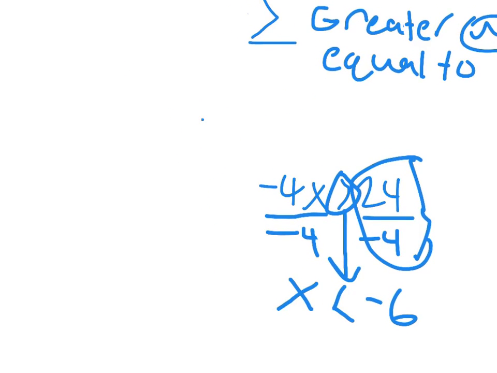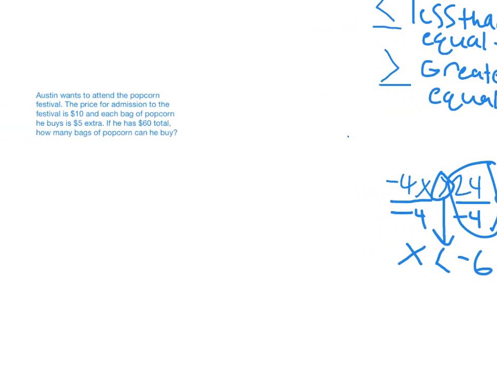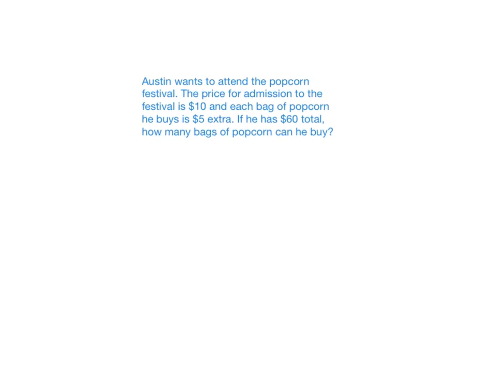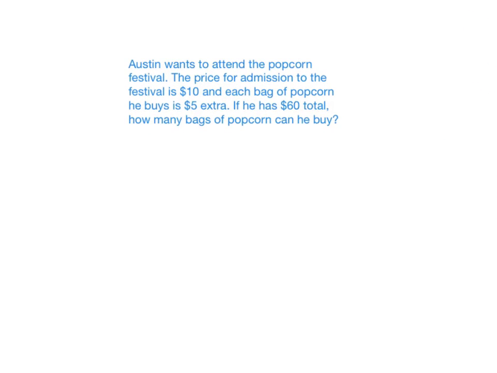And then to finish off the video, Austin and I made a practice problem that we're going to do together. If you can do this with me, it's completely up to you, but I'm not going to force you to. All right, so Austin wants to attend the Popcorn Festival. Wouldn't that be nice? The price for admission to the Popcorn Festival is $10, and each bag of popcorn he buys is an extra $5. If he has $60 total, how many bags of popcorn can he buy?